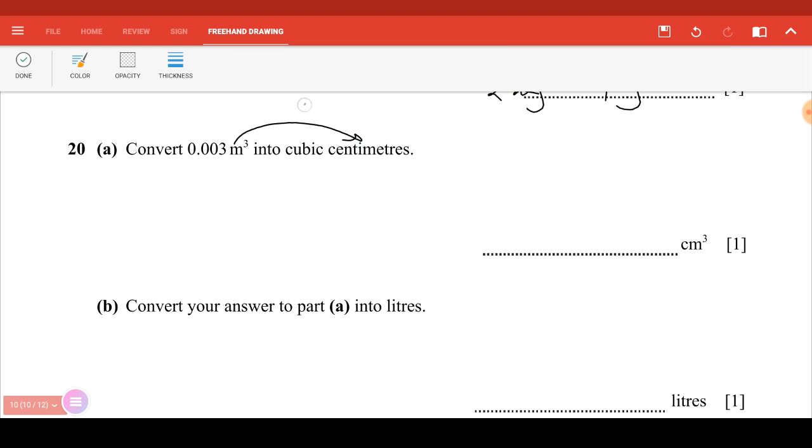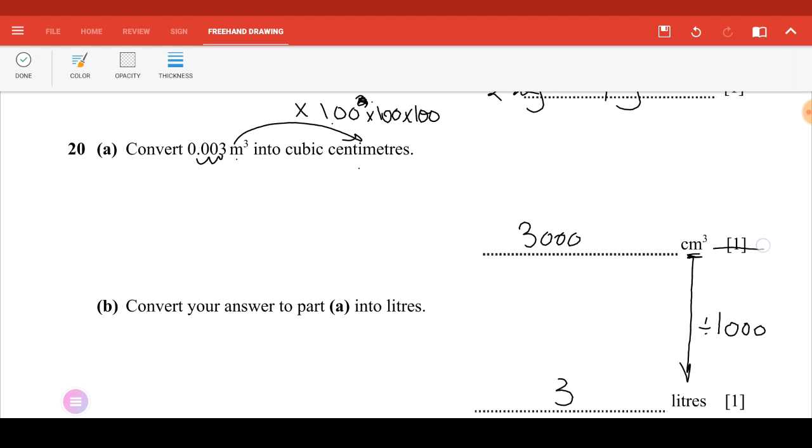From meter to centimeter, multiply by 100 to the power 3. So, okay, from meter to centimeter, multiply by 100, and you repeat this 3 times, or power 3 as I wrote. Now you will move the point 6 times to get 3000. Convert your answer to part A into liters, from cubic centimeters to liters. It is divided by 1000 because a cubic centimeter is a milliliter.